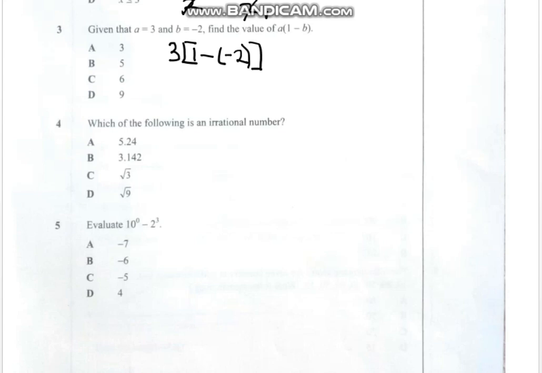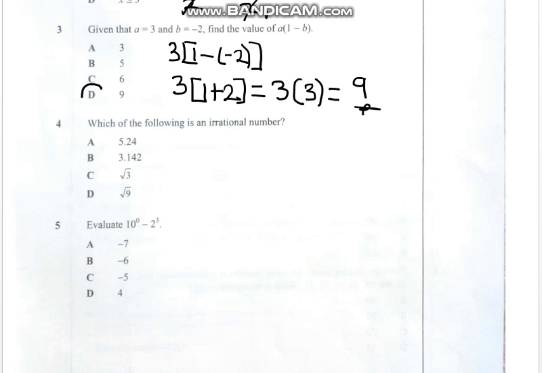What we have to work out first is the expression in brackets here. So this is 3, then 1, negative times negative is positive, so this equals 1 plus 2. 1 plus 2 in brackets just gives 3. So 3 times 3 is 9. So the answer is 9, which is D.